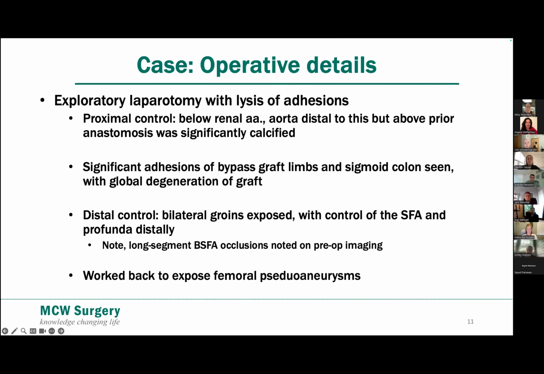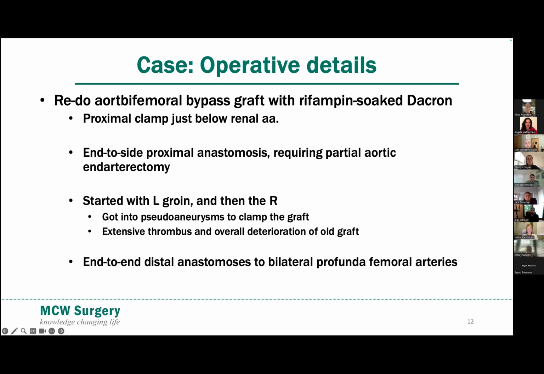And then we work backwards to expose the femoral pseudoaneurysms. And then a redo aortobifem was done with rifampin soaked Dacron. And then we cut approximately just below the renal arteries, and then an end-to-side proximal anastomosis was performed. And then, as you can imagine with all the calcification in the aorta there, we had to do an endarterectomy there. And then the groins were done sequentially, getting into the pseudoaneurysms, clamping the graft. And again, there was so much thrombus and just overall deterioration of the grafts. And then the profundas were used for an end-to-end distal anastomosis.